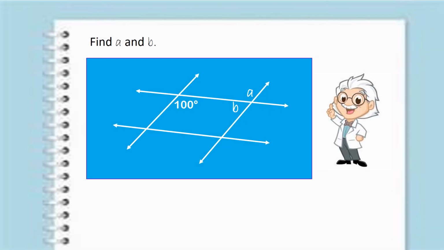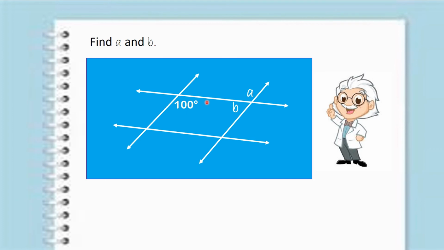So in here we are asked to find the value of A and B given this figure, in which one of the angles is known, which is 100 degrees, and here's A and B. So to find the value of A and B, we're going to determine their relationship to the 100 degrees angle. So we'll start with A. What is the relationship of the 100 degrees angle to A? What do you think?